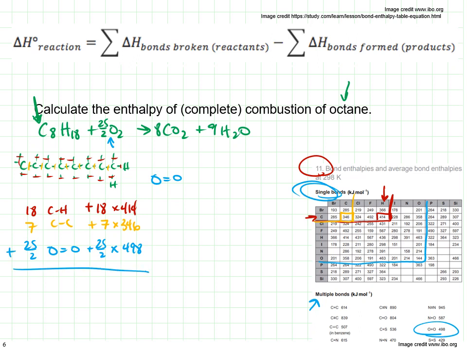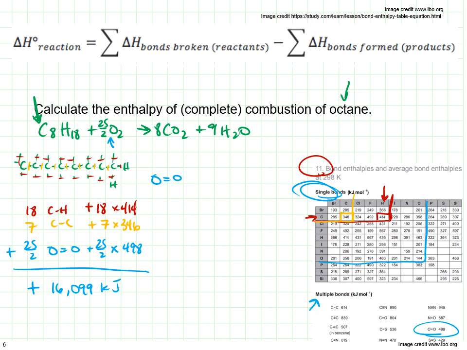So with our calculators, let's go ahead and figure out how much energy we need to add to break bonds. So I have 18 times 414 to break all the carbon hydrogens. We're going to add to that 7 times 346 kilojoules of energy to break all of the carbon carbons. We're going to add to that 12.5 times 498 to break all of those oxygens, and our grand total is going to be a positive 16,099 kilojoules of energy to break all the bonds in our reactants.